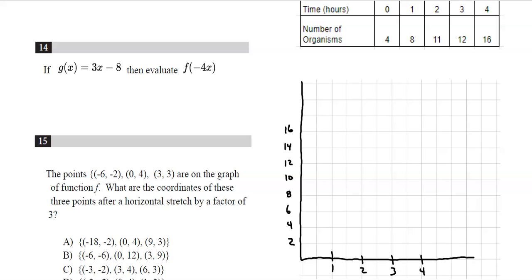So 0, 4, going to be right here. 1, 8, it's going to be right there. 2, 11, right here. 3, 12, right there. 4, 16. So this to me, it's not going to be perfect because it's modeling. It's not an exact science here. It's kind of looking to me like this is just going to be a line cutting through here.